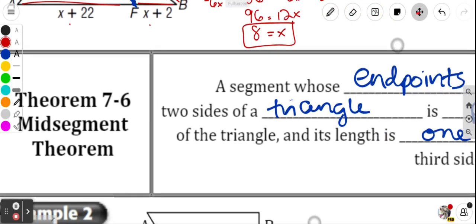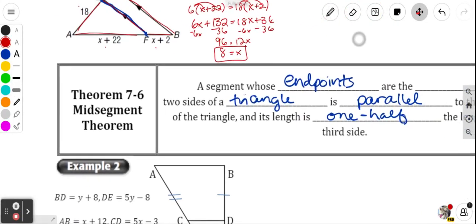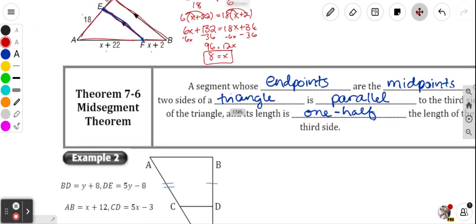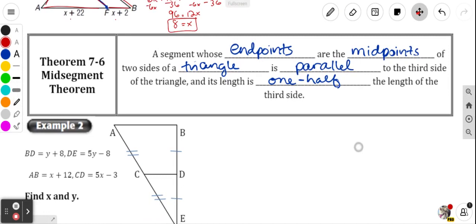Okay. The next theorem says that a segment whose endpoints are the midpoints of two sides of a triangle is parallel to the third side of the triangle, and its length is 1/2 the length of the third side. So that segment is called a midsegment. That's why this is called the midsegment theorem.